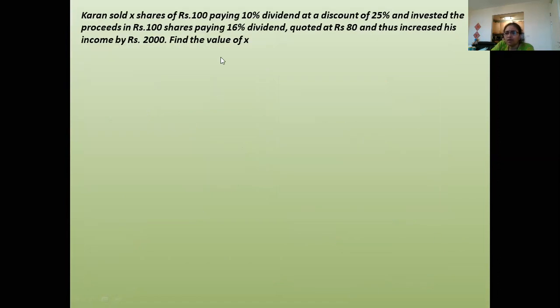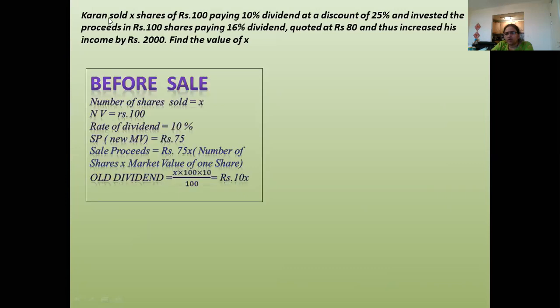One more question I've given. Again, read this question very carefully. Before sale, a person sold X shares of rupees 100. So nominal value is 100. Number of shares is X. Paying 10% dividend at a discount of 25%. So a 100 rupees share is being sold at 75 rupees. Discount is 25%. So the new MV will be 75.